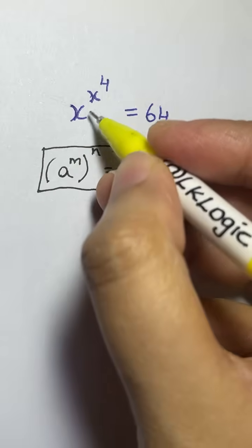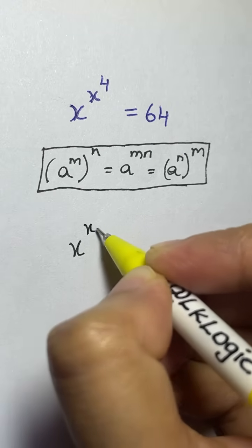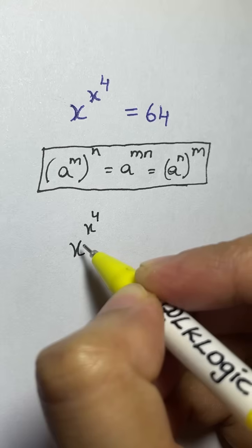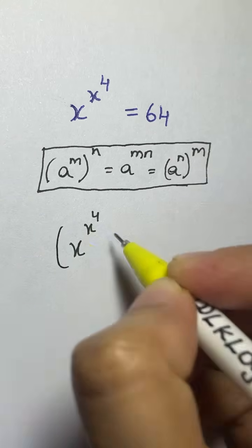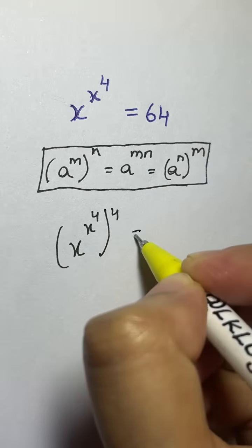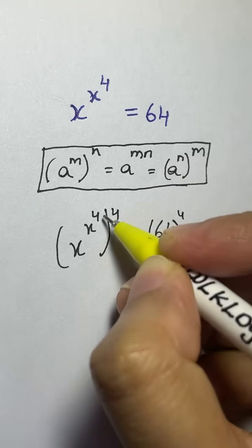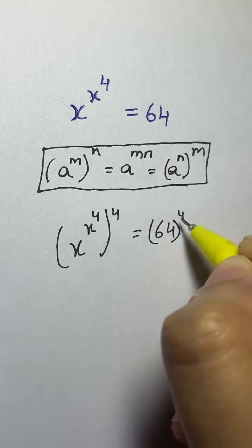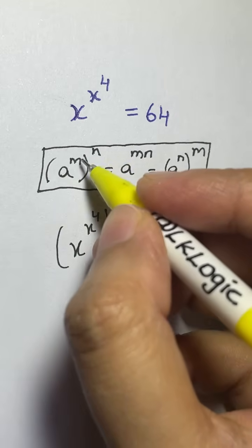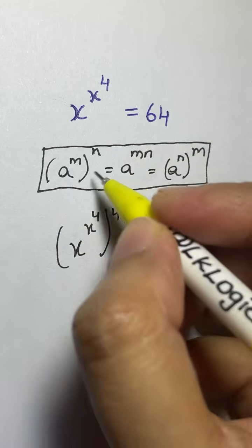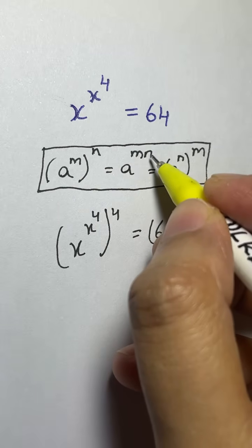Let's write down what we have. x to the power of x to the power of 4. Now I'm going to take both sides to the power of 4. 64 to the power of 4, and here also to the power of 4. Now I have this law, a to the power of m to the power of n: power to power, you multiply the powers, m multiplied by n.